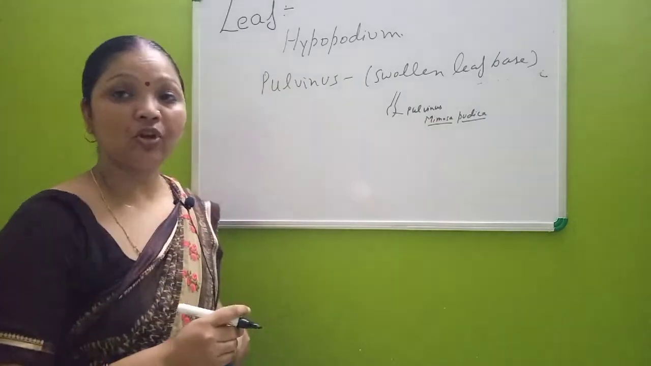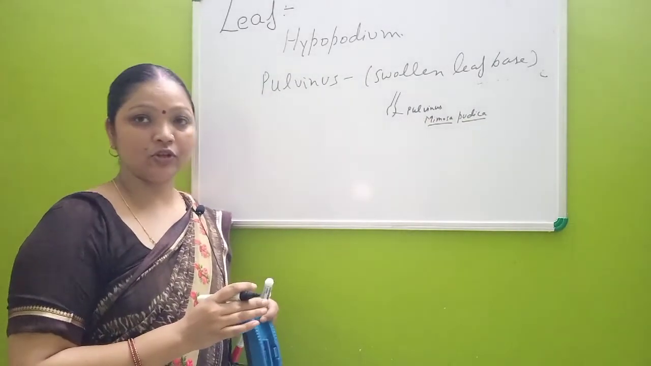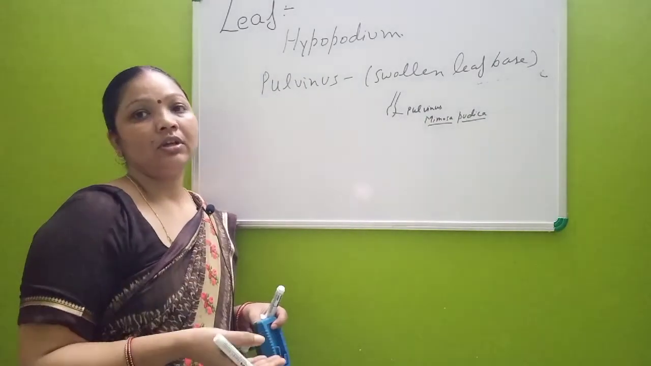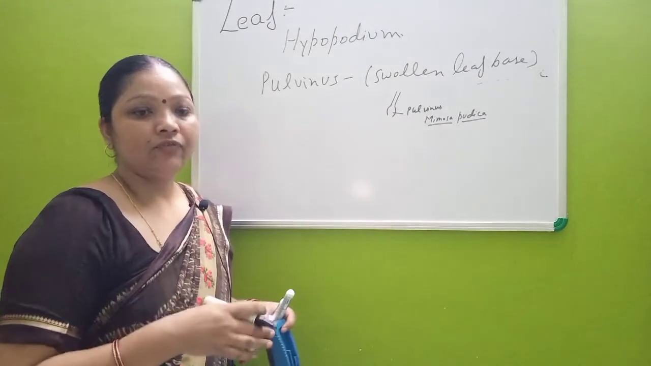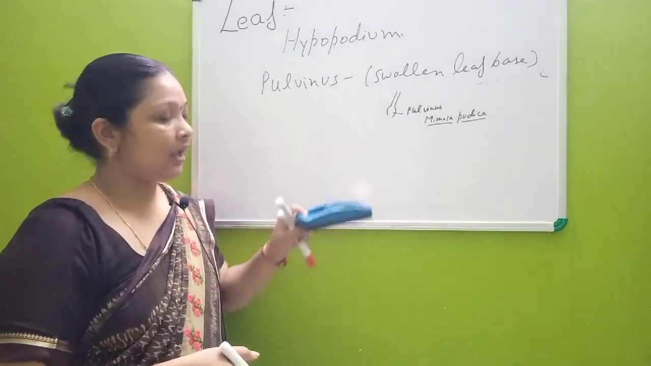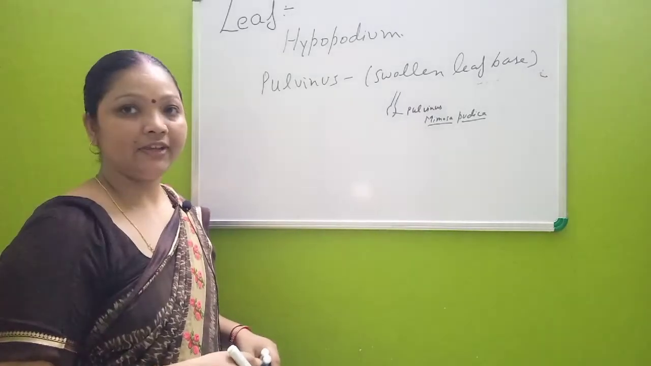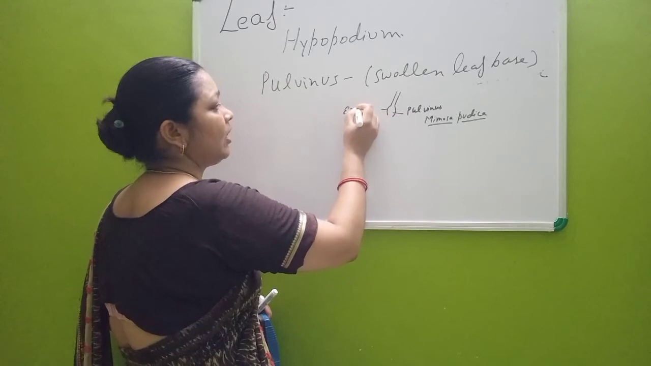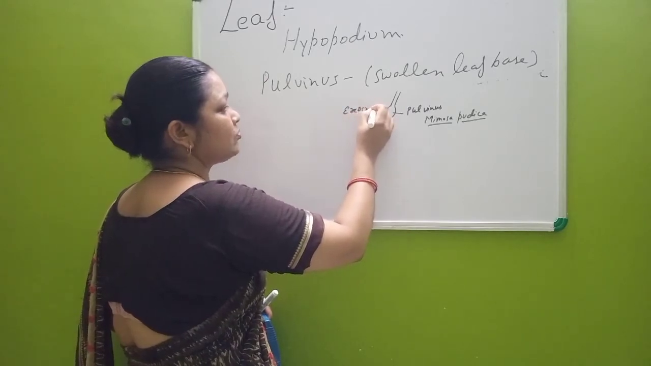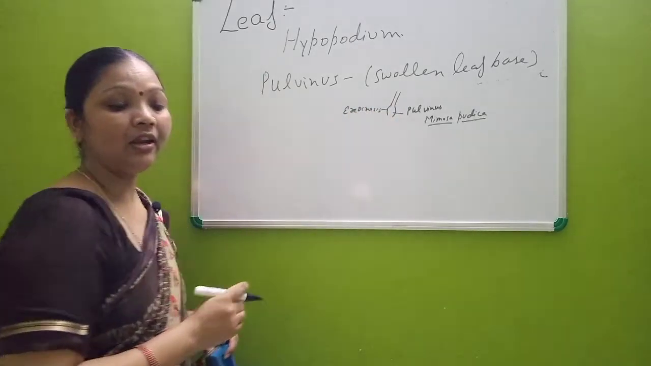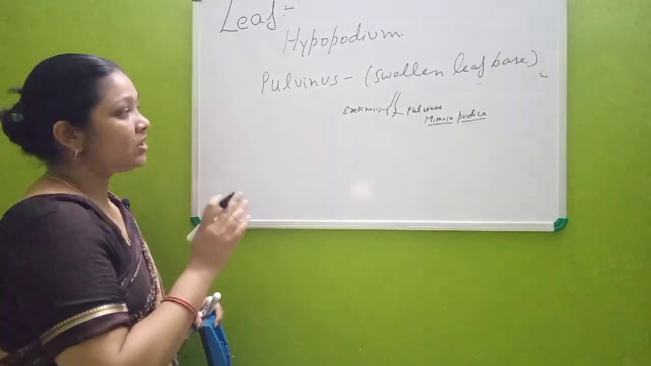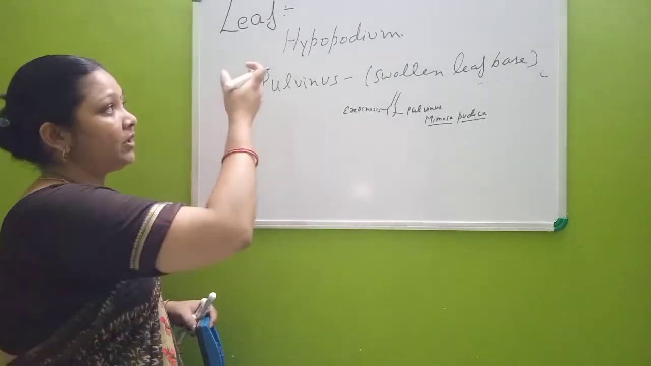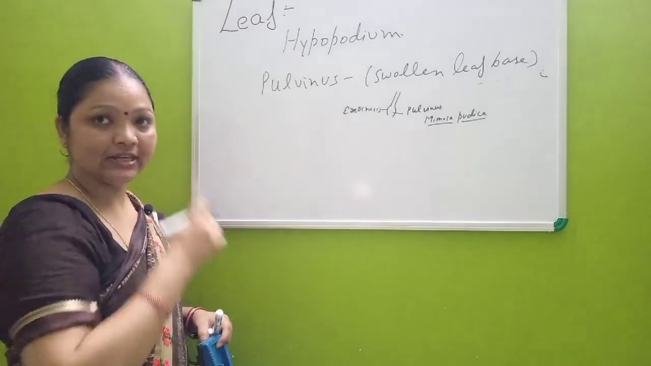That is the touch-me-not plant. You have studied in class 10th also how the wilting of the leaf of Mimosa pudica takes place, and this is due to this pulvinous, because the wilting is due to the exosmosis process that occurs in pulvinous. So this is the first type of hypopodium that is present in a leaf.